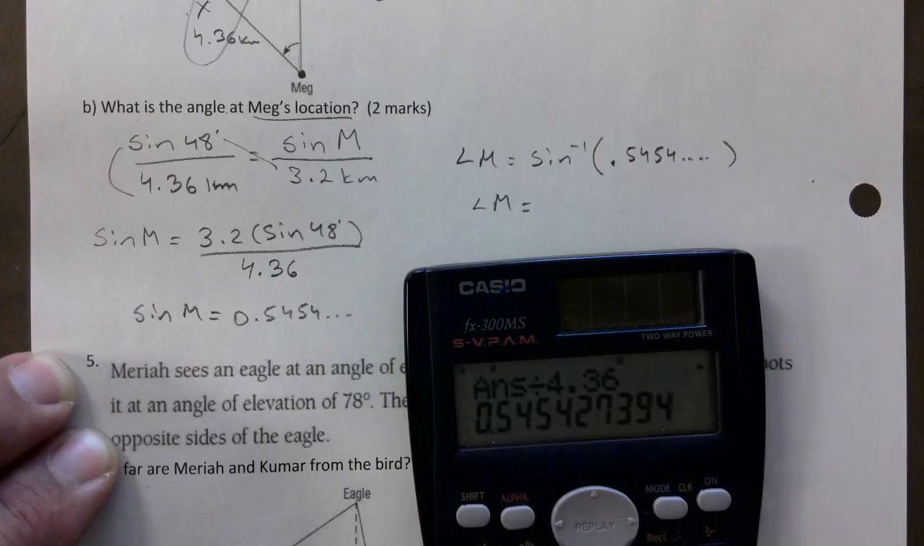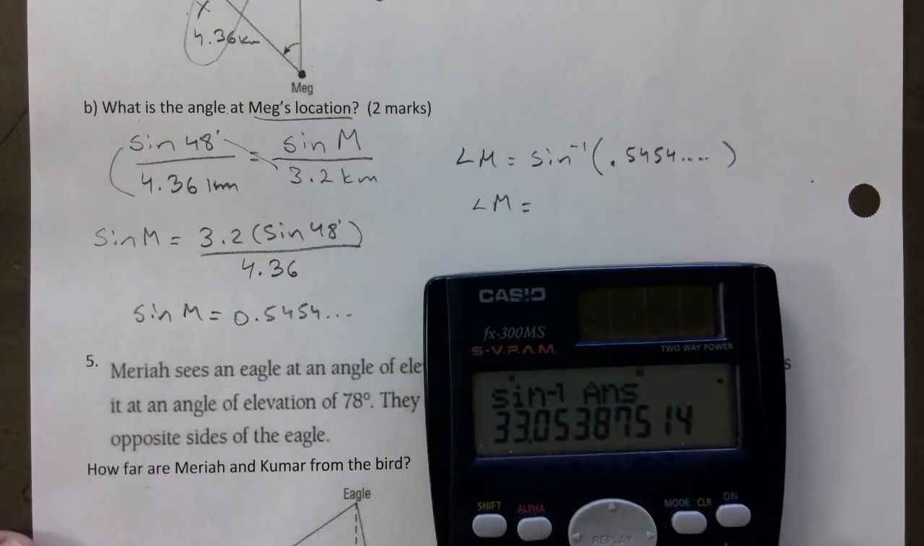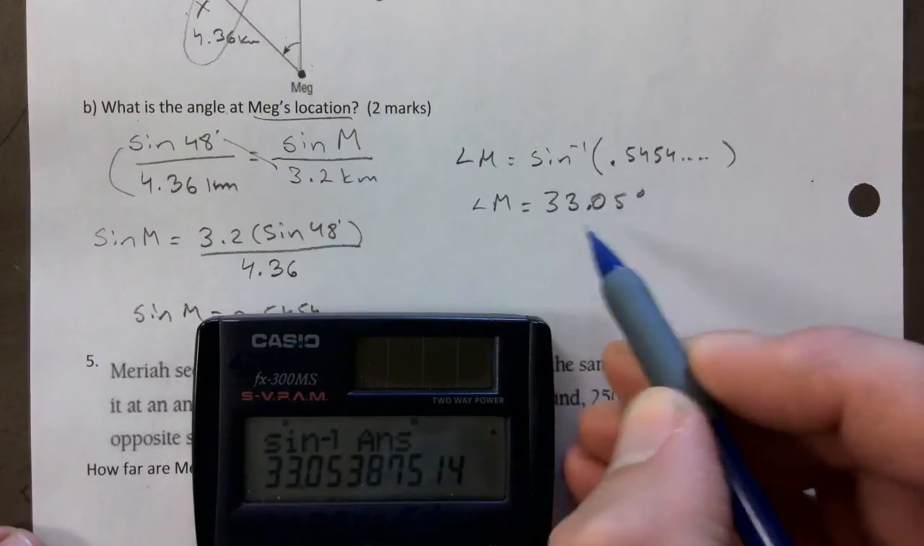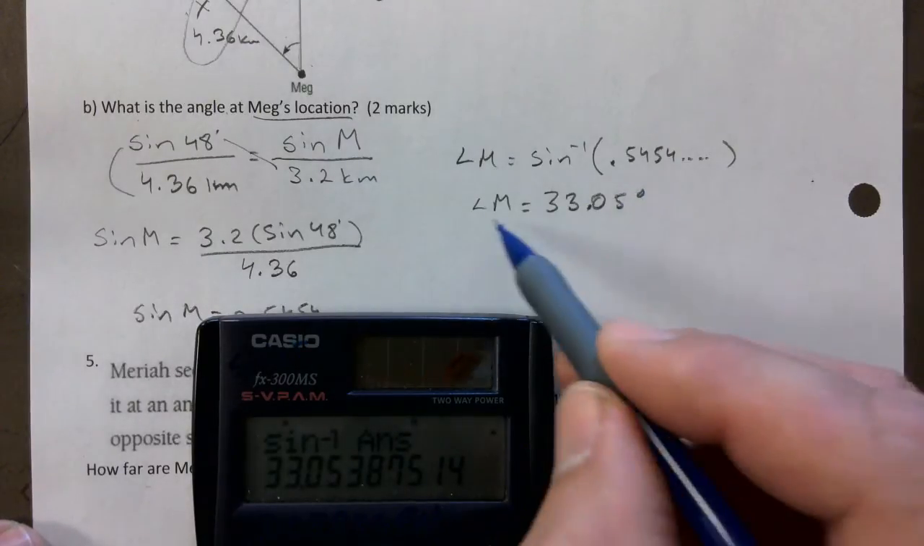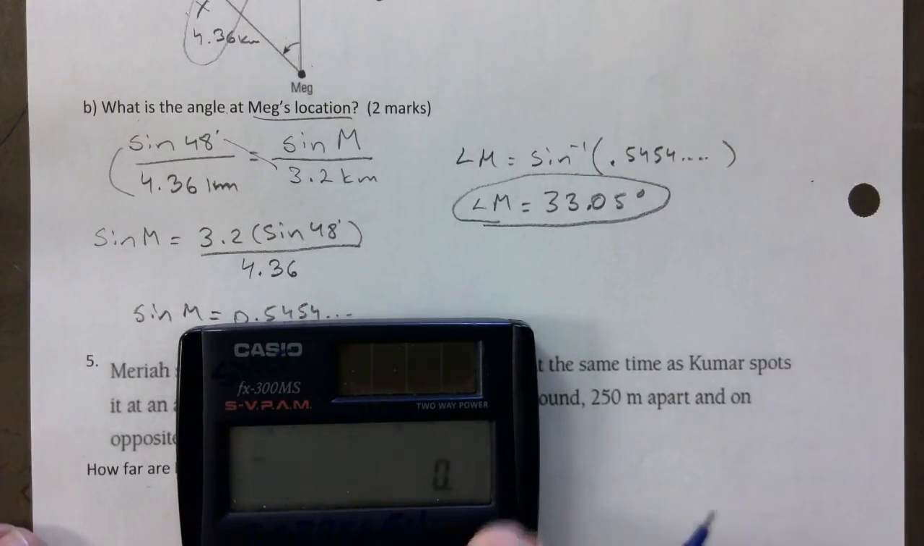So I'm going to go shift sine. Make sure you don't do cosine, because sometimes when you're so used to cosine, you might still take the inverse of cosine, but we're using the sine law, okay? So it's 33.05. If you used cosine law, you're going to get 33.01. But that's okay. You don't lose any marks. Okay? So that's the angle.